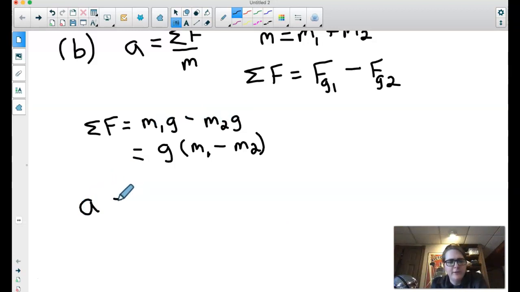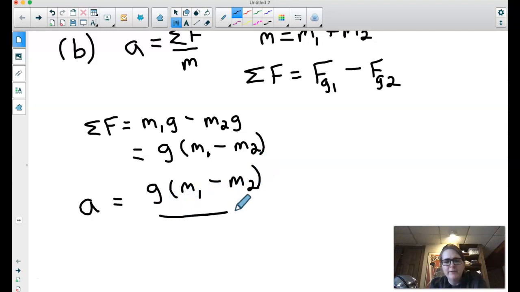So I have acceleration equals g times m1 minus m2 divided by the total mass of my system, which is m1 plus m2. Because I have a minus on top and a plus on the bottom, these are not going to cancel out, and that's as far as it simplifies. I've got my answer to part B.